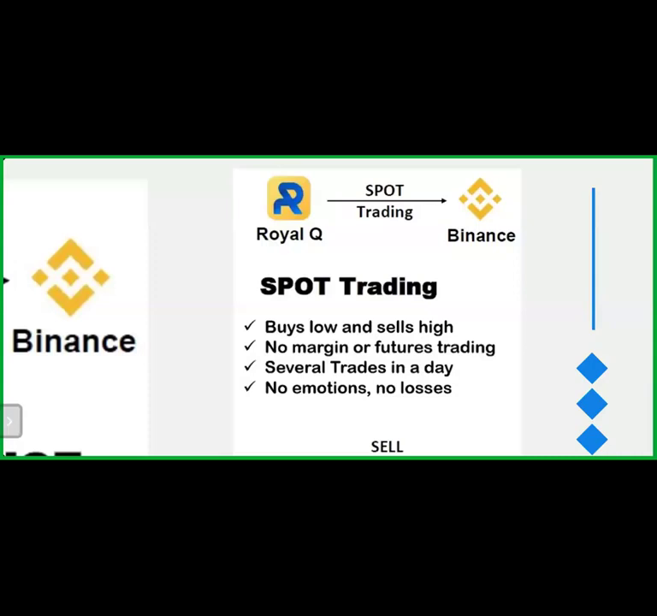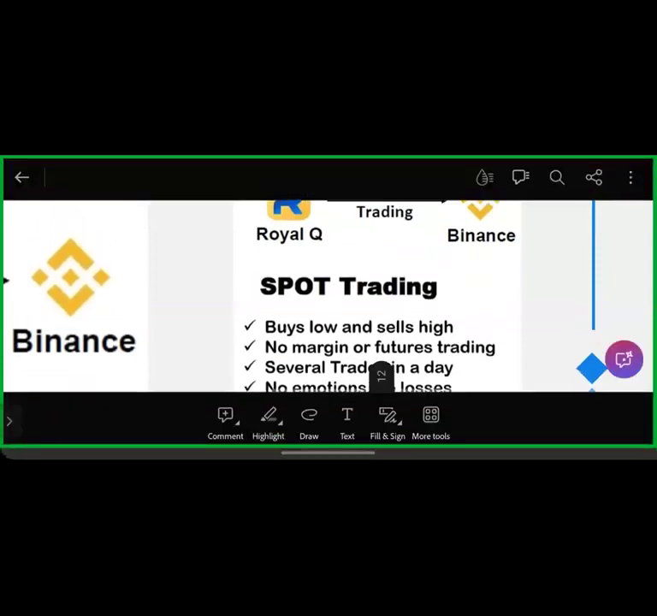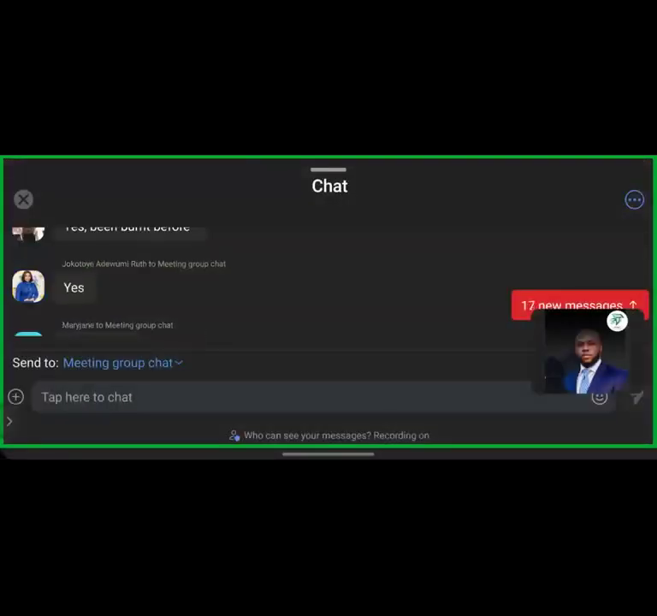So spot trading simply means, okay, before I go ahead, every single man or woman that has ever started a business, let me ask this question to those that are listening. Type in the chat. What is the main thing on their mind when they're starting a business? When they decide, you know what, I want to start a business, I want to open a shop, I want to start selling this. As long as it's business, what is that main thing that they want to make?